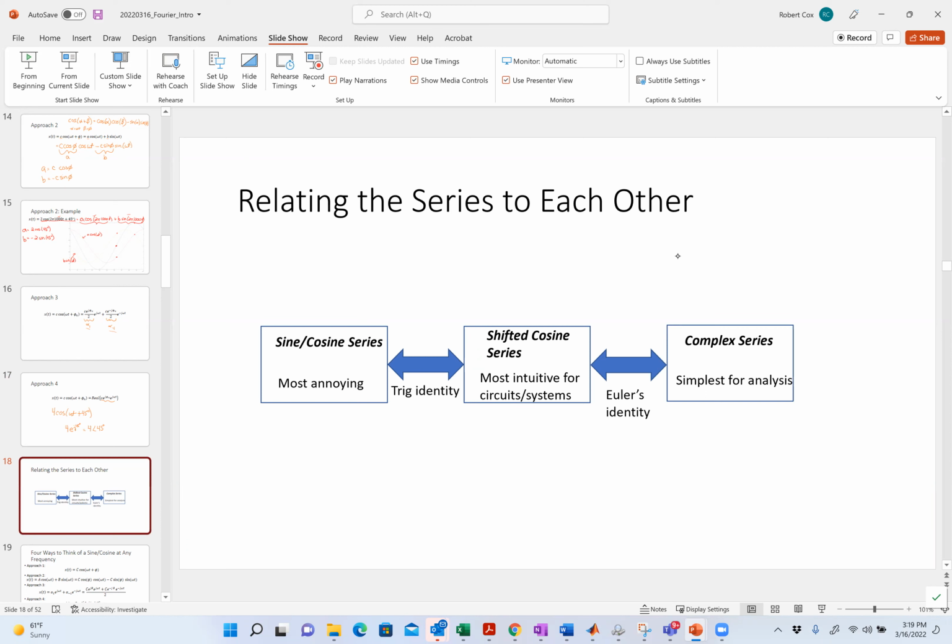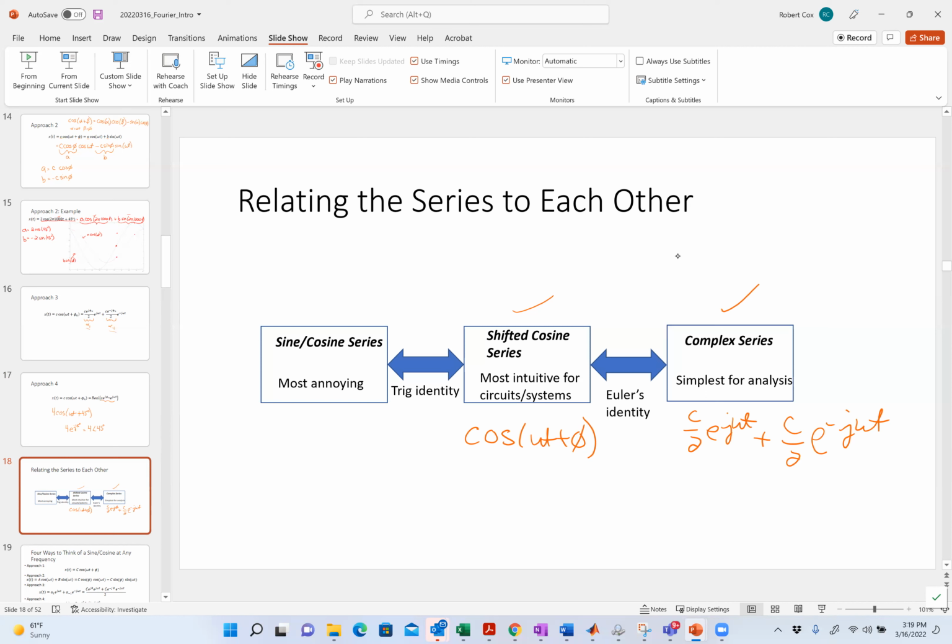What turns out is this is the simplest one for us to use for analysis. When I say shifted cosine, this would be C cosine omega t plus phi. This would be C over 2 e to the j omega t plus C over 2 e to the minus j omega t. This is the easiest from a calculus perspective.